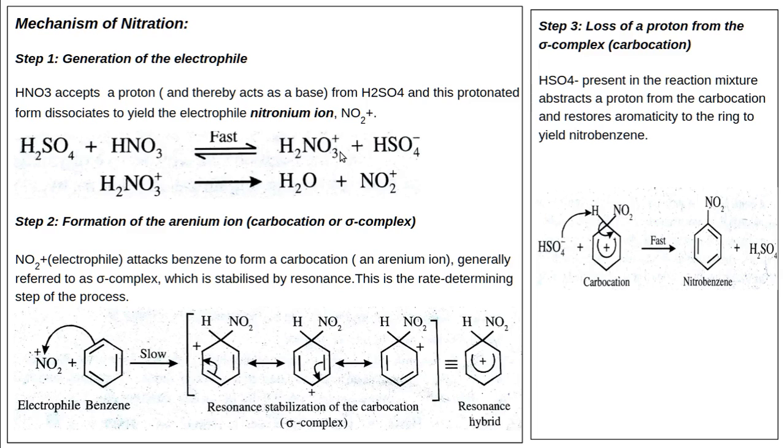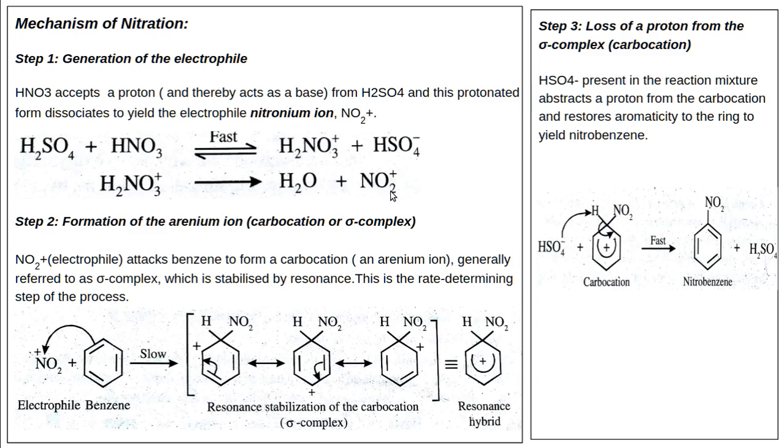In this first step HSO4 minus is formed. This will act as a base in the third step. Then H2NO3 plus, that means protonated nitric acid, dissociates and forms H2O and the NO2 plus ion. That is the nitronium ion. This is the electrophile in the nitration reaction. So what is the electrophile in the nitration reaction? The nitronium ion, NO2 plus.